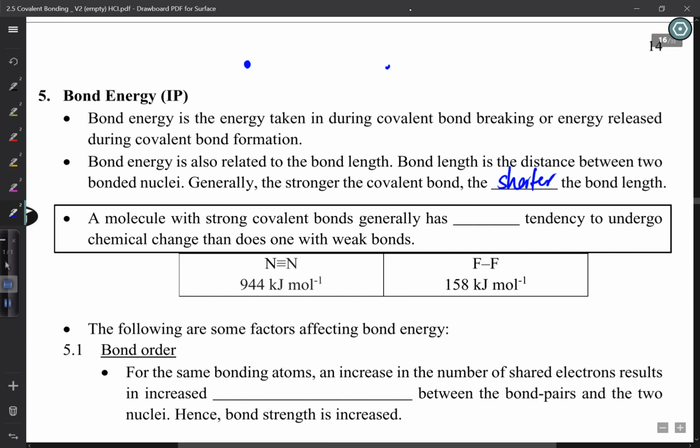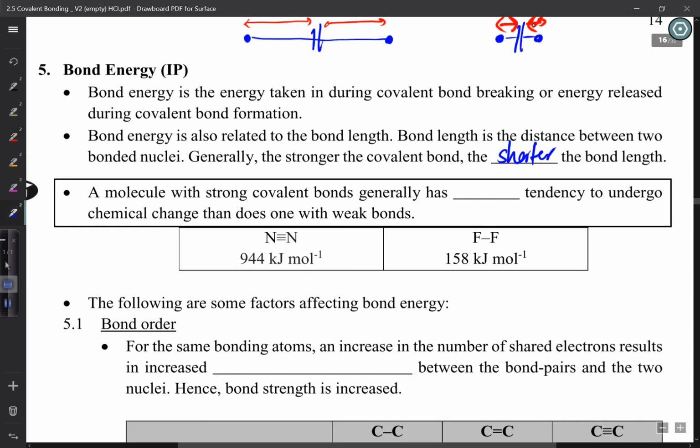Just imagine if, let's say, this bond is so long, do you think the attraction between the nuclei and the electron will be strong? No, right? Obviously. If it's not strong, that means you need to input very little energy to break the bond. Compared to, say, when you have this scenario, where you have two electrons being bonded very strongly, so you need a lot of energy to break the bond.